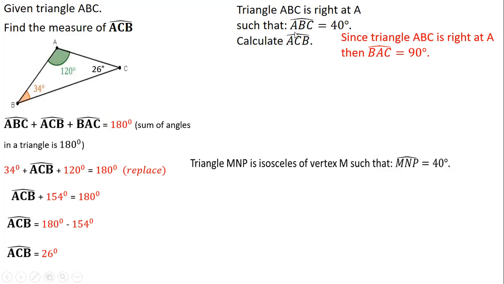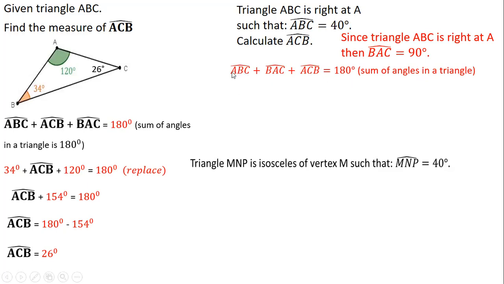Also, I have angle ABC equal to 40 degrees. I have a missing angle ACB. So I know the angle at vertex B, I know the angle at vertex A, and I have one missing angle at vertex C. So I add these three angles, they give me 180 degrees. So angle ABC plus angle BAC plus angle ACB equals 180 degrees. This is the sum of angles in a triangle.